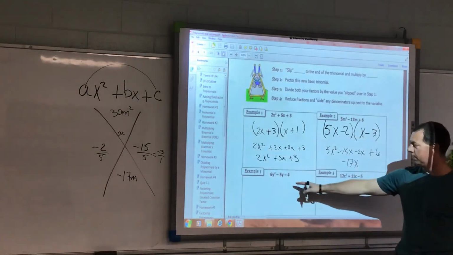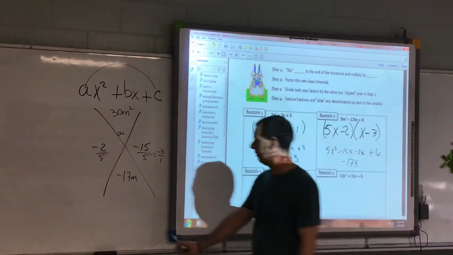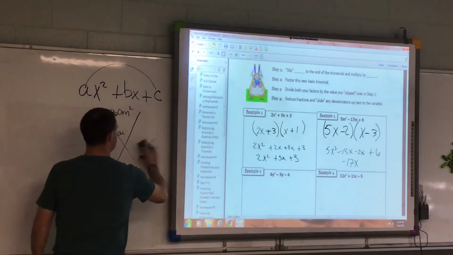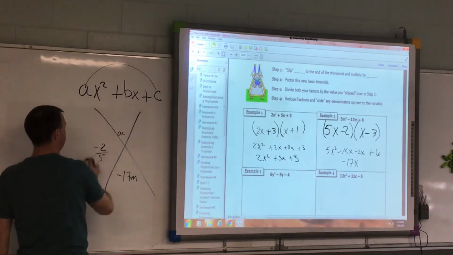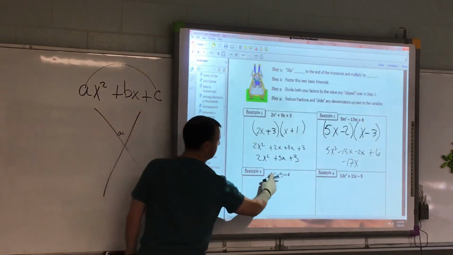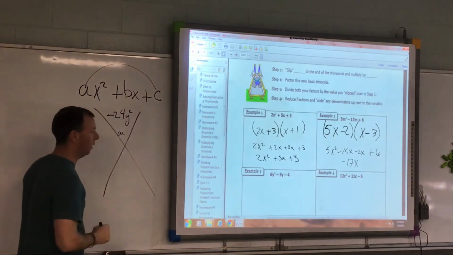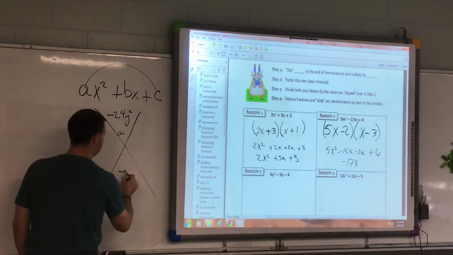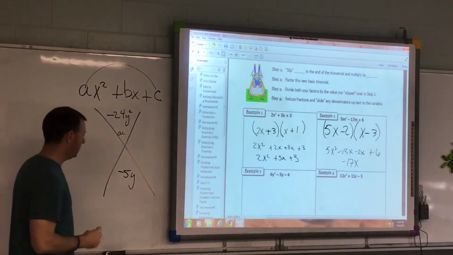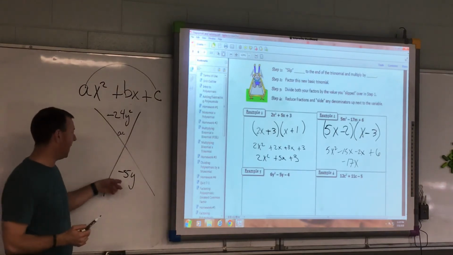My next term is going to be 6y squared minus 5y minus 4. I'll do another example here. Again, I take my first term times my last term. 6y squared times negative 4 is negative 24y squared, and my middle term is negative 5y. So I'm looking for factors of 24 that add up to 5.